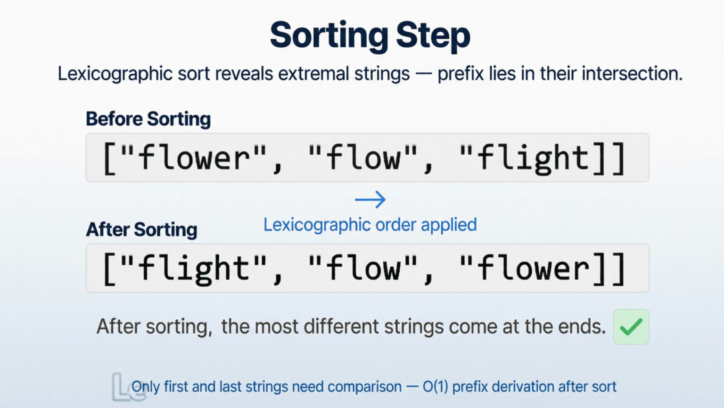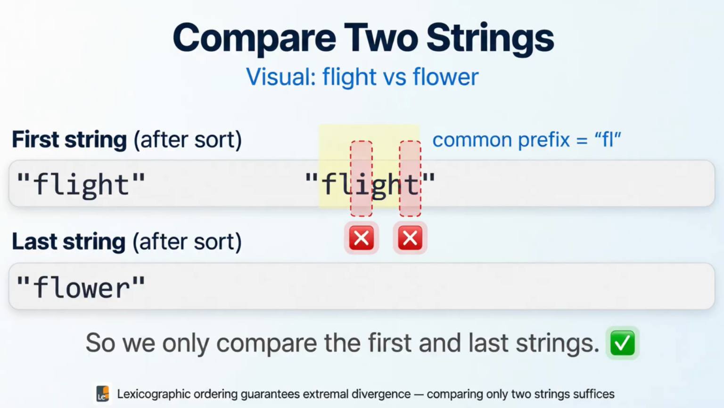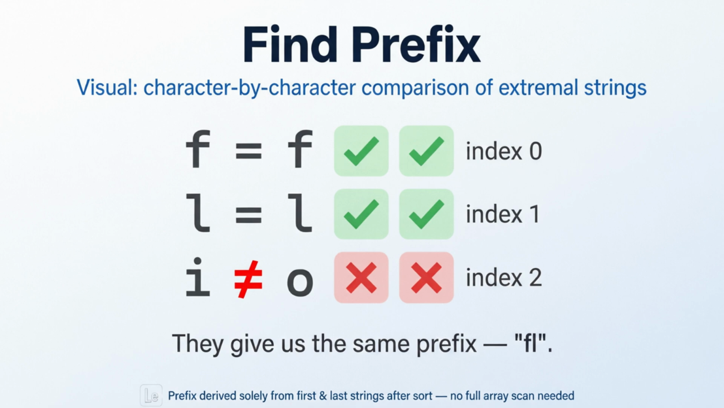After sorting lexicographically, the most different strings come at the ends. So comparing only these two gives us the answer. Now we compare the first and last strings. We check character by character and find the common prefix between them. At index 0, match. At index 1, match. At index 2, mismatch. So the prefix is FL.